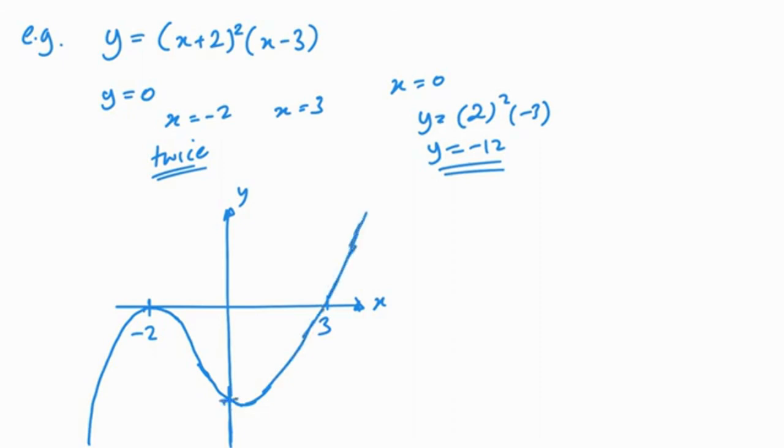And then here it's going to cross at -12. So what's happening here is where my squared term was, this part is going to hit the axes and bounce off rather than crossing through the axes. Okay, and then that's my graph drawn.